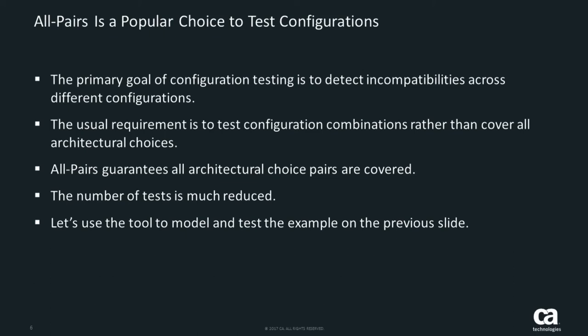So the usual requirement is to test configuration combinations rather than just pick off all the architectural choices one by one and make sure we cover them all. And all pairs guarantees all the architectural combinations are covered. So the number of tests is much reduced, which is really helpful to us, and I want to show you how we can use ARD to model and test the example that I showed you on the previous slide.